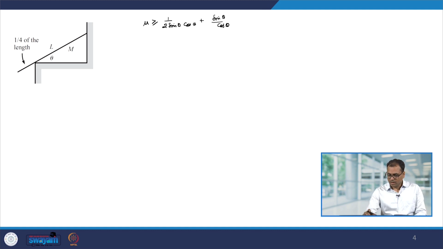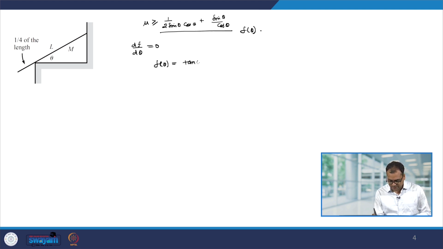Okay. Let me call this function f theta, and to find out the minimum value of this mu, we have to minimize this function, and that will give us theta. So, to minimize this function, df over d theta should be equal to 0. So, let us calculate the differentiation of this. So, we have f theta equal to, I am just rewriting this, sin theta over cos theta is tan theta plus cosec 2 theta. Okay. So, let us minimize this, df over d theta will be equal to sec square theta minus 2 cot 2 theta cosec 2 theta, and this should be equal to 0.